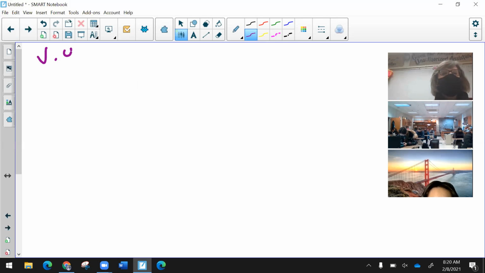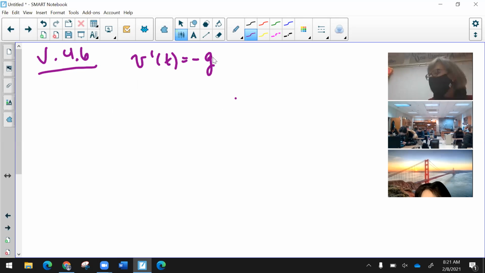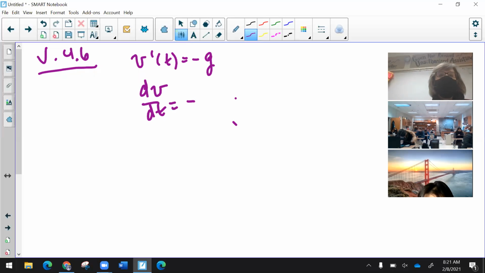Checkpoint 4.6. So 4.6 says that v prime of t is equal to negative g. And we're supposed to find an expression for v. Okay. So what does v prime mean? How else would I write v prime? By definition, that means dv dt, right? Okay, is negative g.